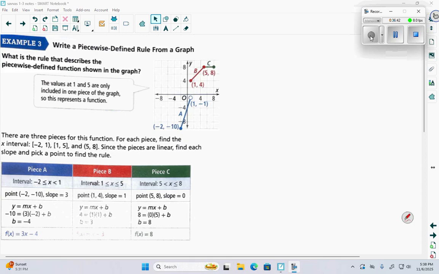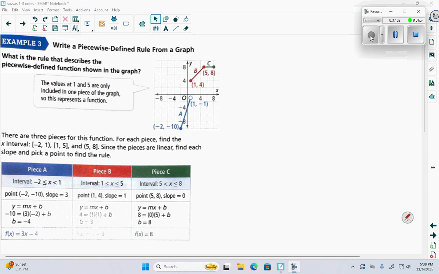Okay, so basically this tells us that we're going to have 3 pieces. They did them in color here. You have the blue, you have the red, and you have the black. In your chart it corresponds. Piece A is the blue, piece B, and then piece C, I said black, but it's green. So it says there are 3 pieces for this function.